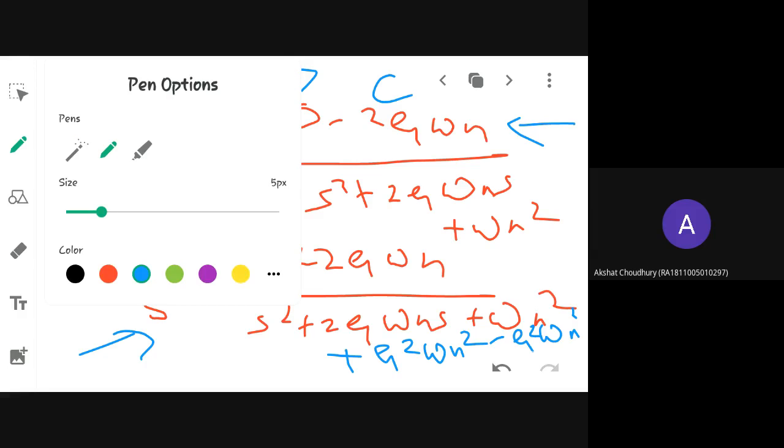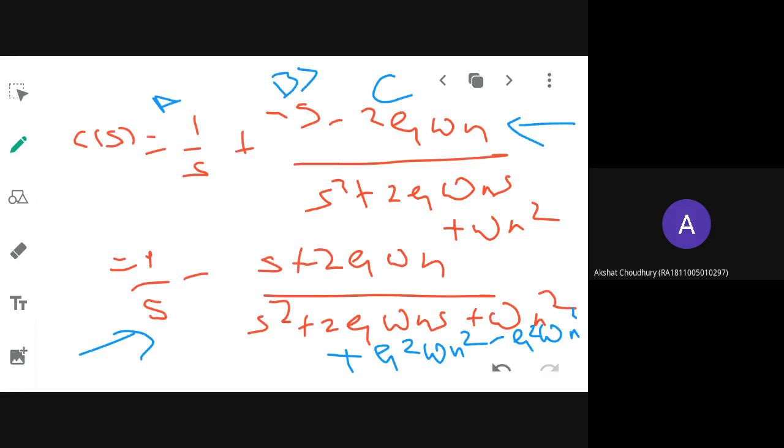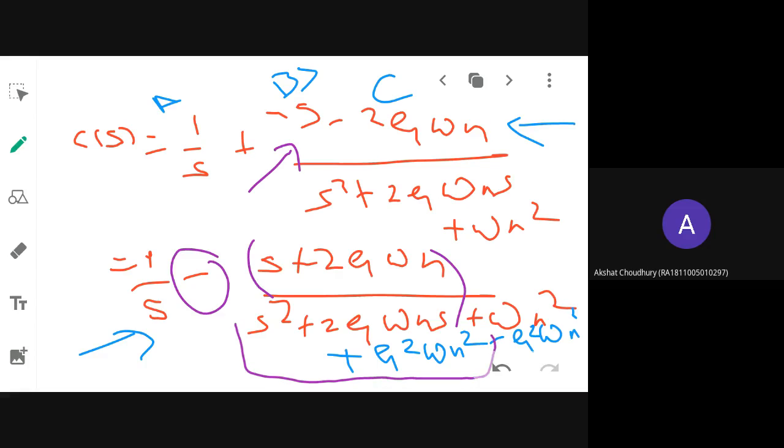Now next modification, what can I do? Here I have taken minus sign common. Thereby this minus sign I have taken common. So I will be getting s plus 2 zeta omega n. Now I am going to group these terms together. Okay, s squared plus 2 zeta omega n s plus zeta squared omega n squared, I am going to group together.